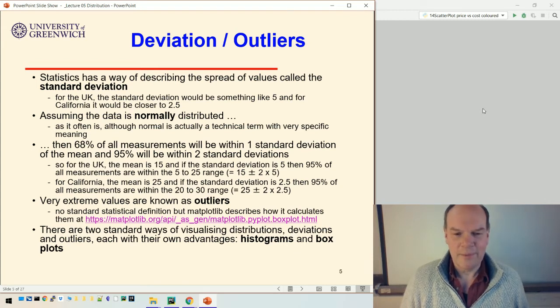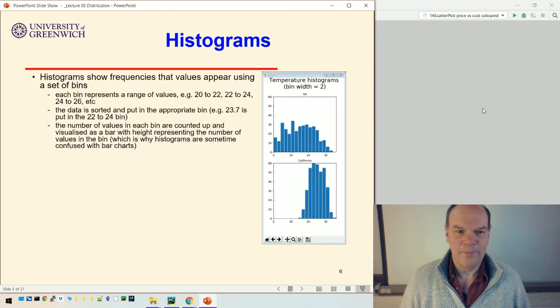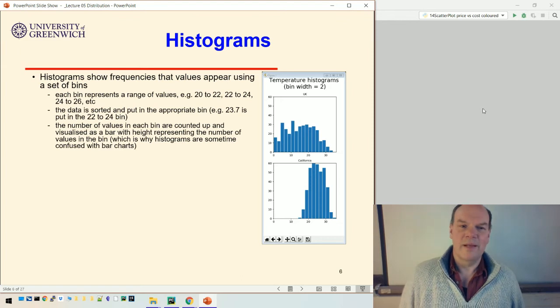We're visualizing distributions, deviations, and outliers, and each one has its own advantages. The two we're going to look at are histograms and box plots. A histogram shows the frequencies that values appear, using a set of bins.